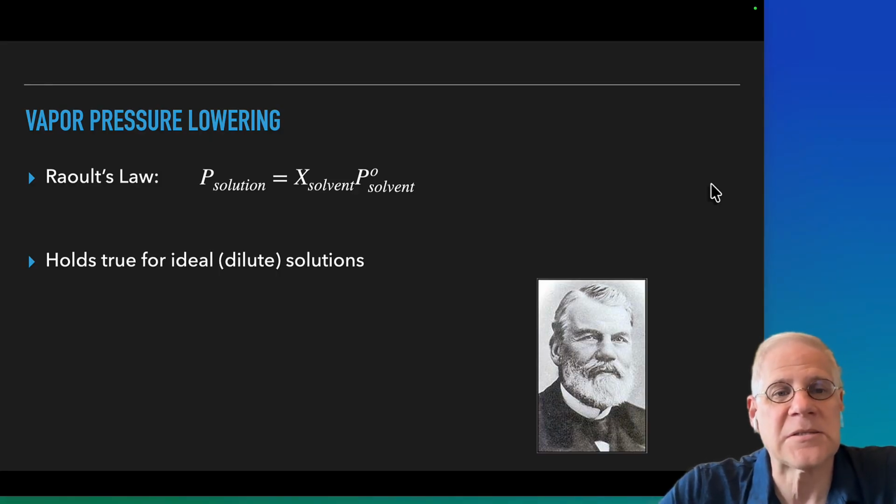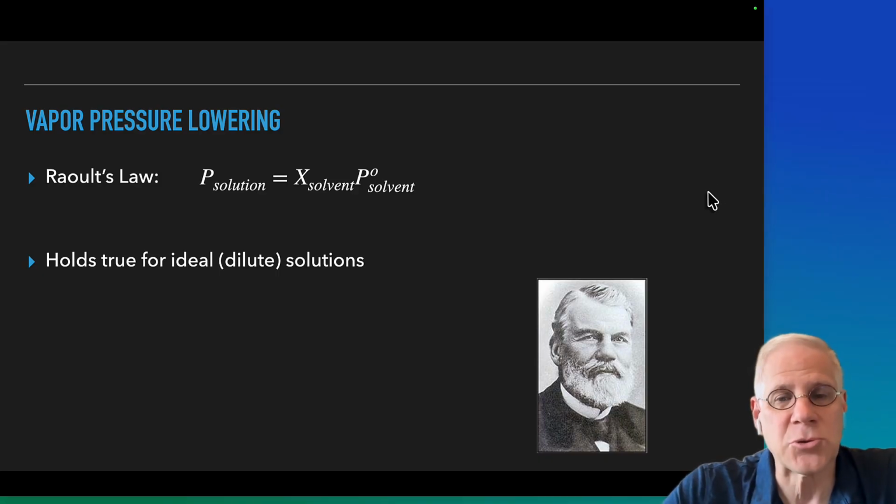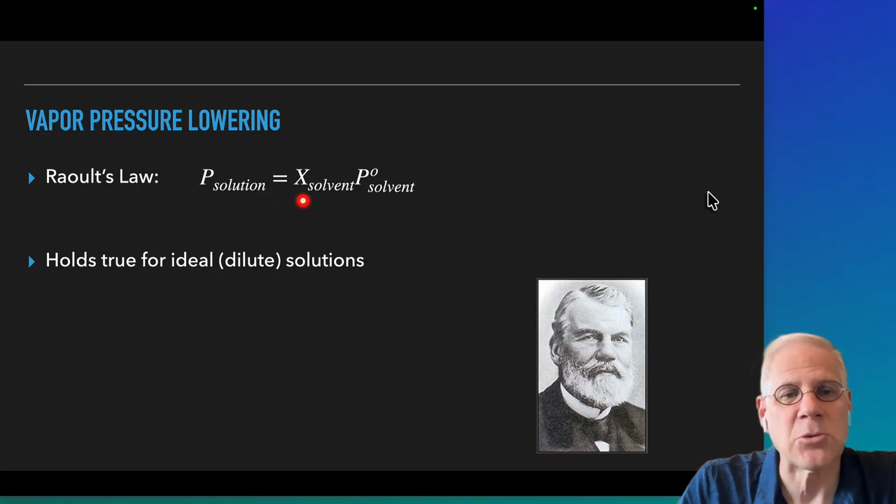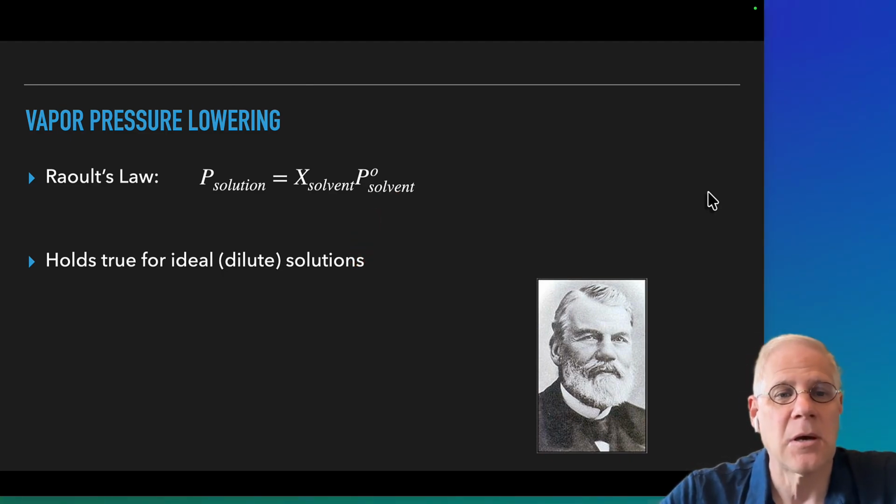So what Raoult's law says is that the vapor pressure of the solution, so that's our P solution here, is equal to the mole fraction of the solvent times the vapor pressure of pure solvent. So that's what that P0 means, is pure solvent. Now, this holds true for ideal solutions. When you have an ideal solution, it means you have a dilute solution. If you make it too concentrated, then it's no longer ideal and you start getting interactions that no longer adhere to the equation of Raoult's law.